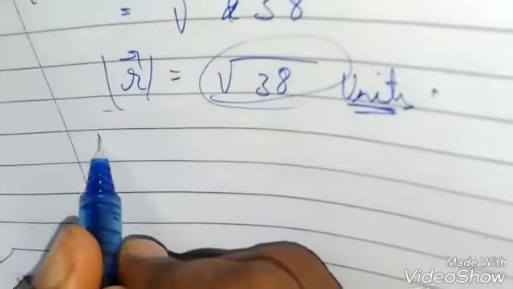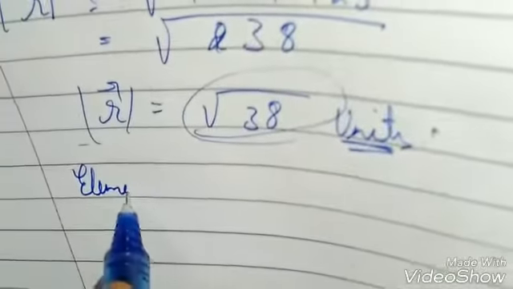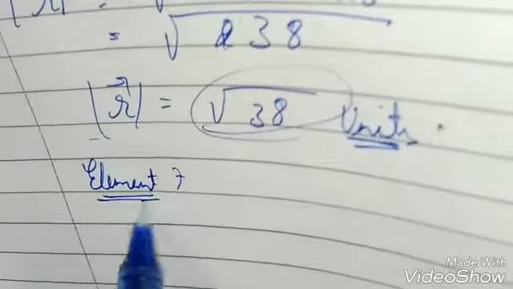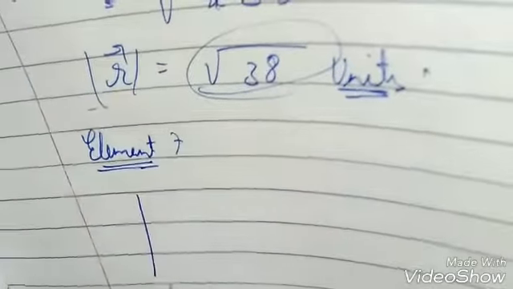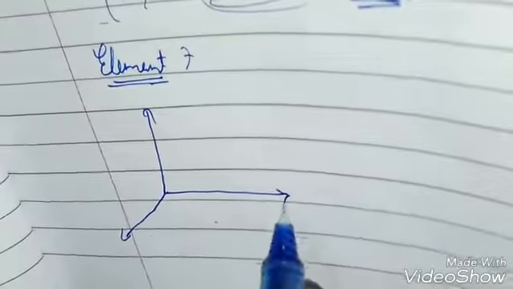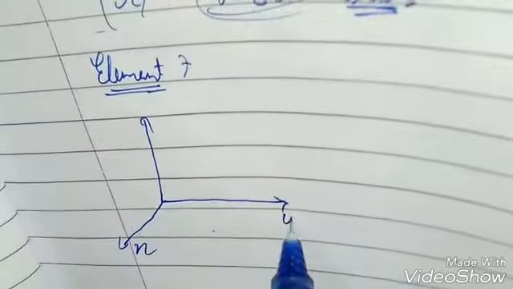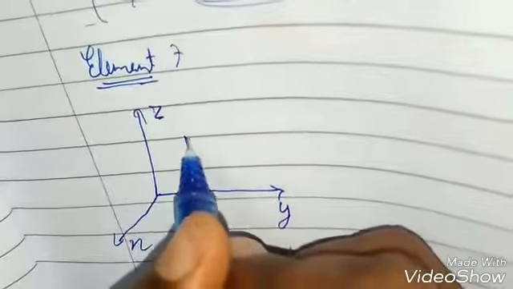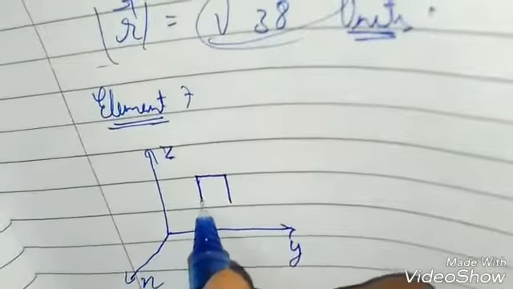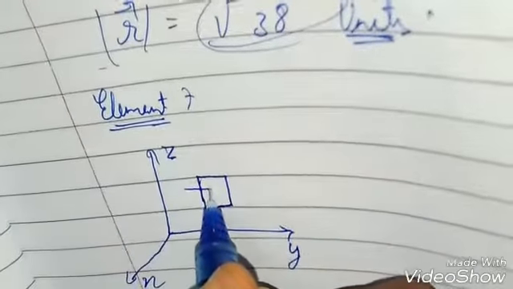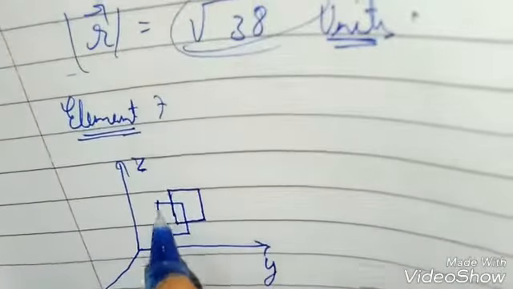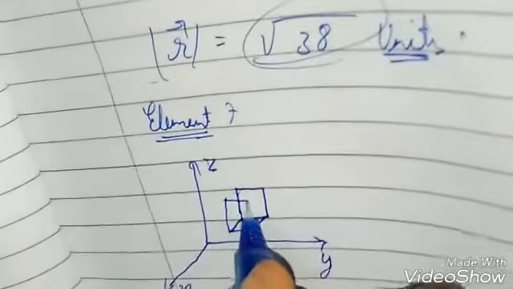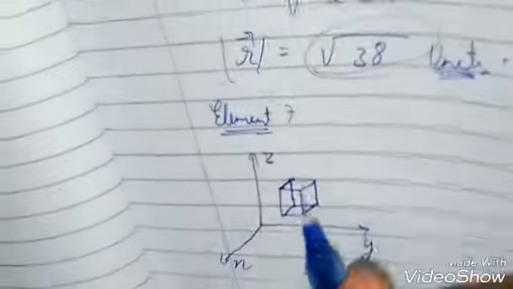Now we will talk about elements in the Cartesian coordinates. Let this be a Cartesian plane represented by three coordinate axes x, y and z. It is represented by x, y and z. That's why it is called Cartesian. Let's take a small volume here, a small cube of very small volume. This one here is the cube.